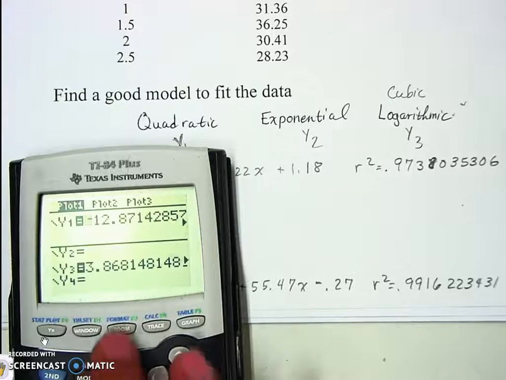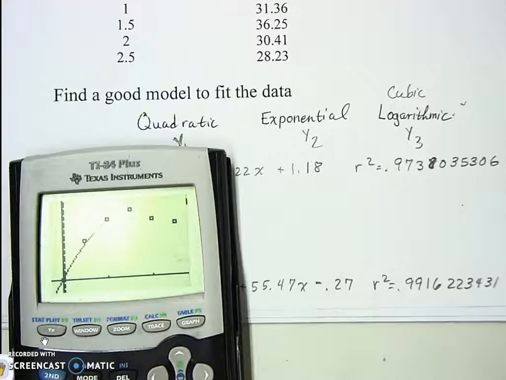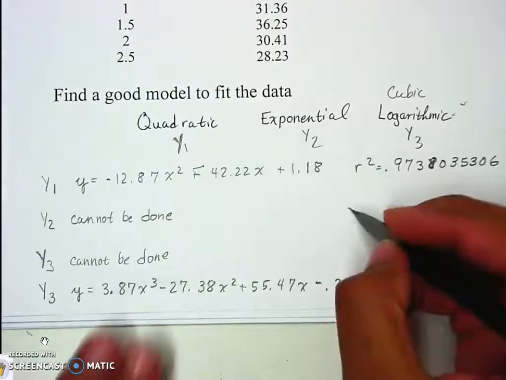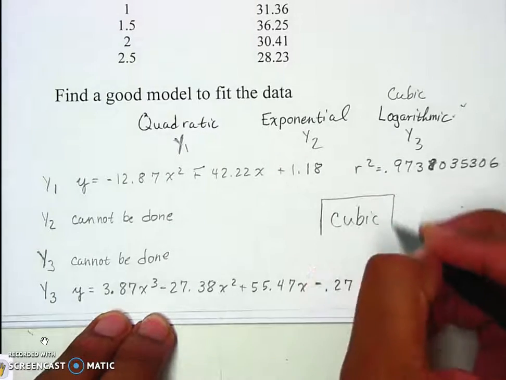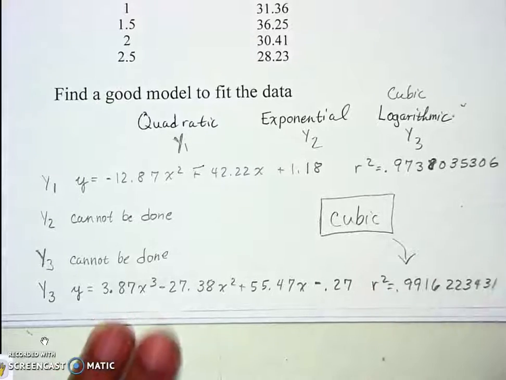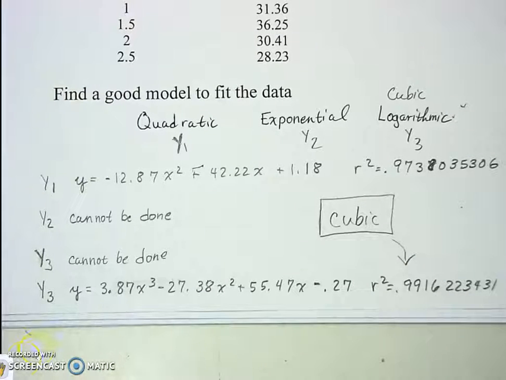All right, we hit zoom 9. And that's our first one, that's our quadratic part. And here's our cubic part. Okay, so looking at the two equations, which one is the best? Which one went through the most points? Because that's where the visual part is. Look and see what went through the most points. And hopefully you saw that cubic went through the most points. So the answer here will be cubic, and also r squared matches up with that. So it works. That's perfect.